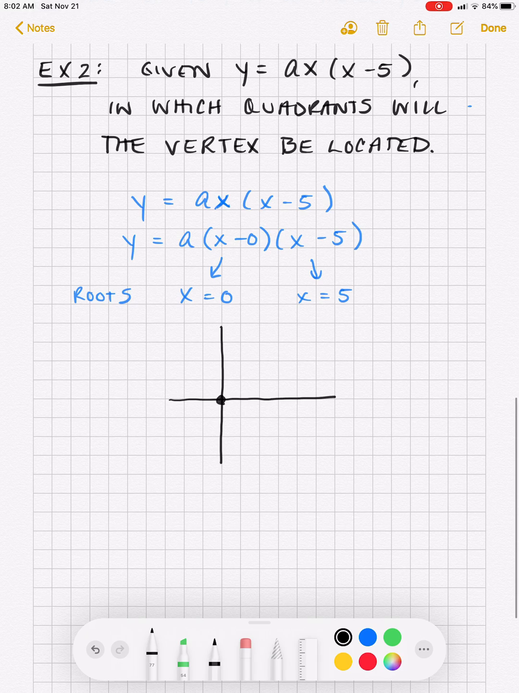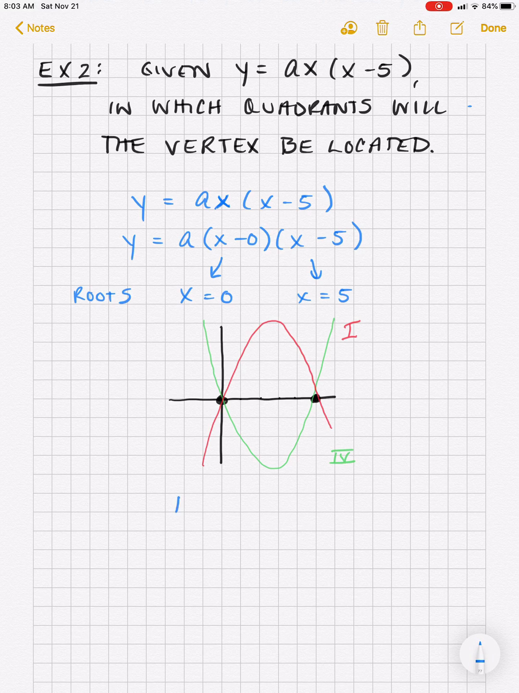Okay, here's 0, 1, 2, 3, 4, 5. Now, as far as the opening goes, that's where we need to consider the two scenarios. If the parabola were to open up, then the vertex would be down here in quadrant 4. But if the parabola were to open down, then that would make the parabola look something like this, and it would put the vertex over here in quadrant 1. So our answer for this is it could be in quadrant 1 or quadrant 4.